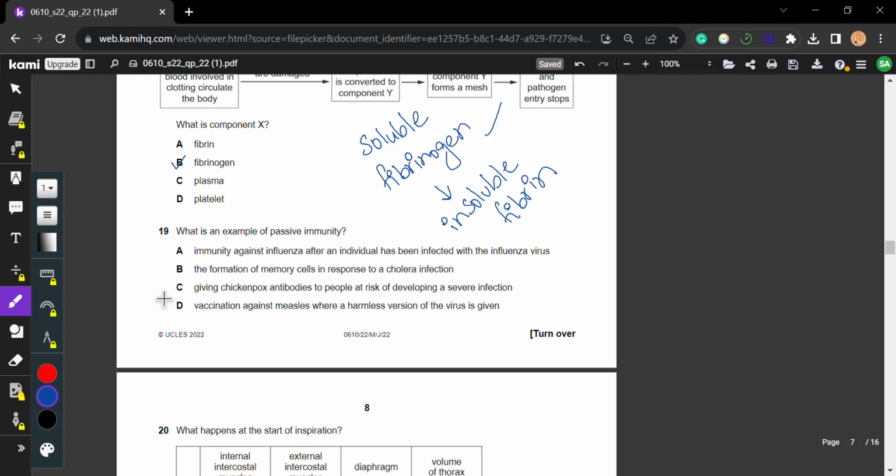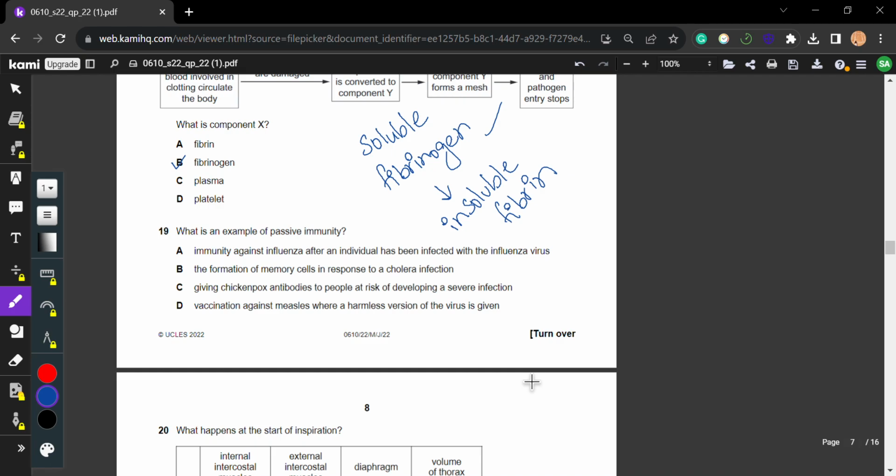Question number 19. What is an example of passive immunity? Now, passive immunity is short-term immunity, which means there are no memory cells produced. You need to remember this. Immunity against influenza after an individual has been infected with the influenza virus, this will become active immunity. Why is this? When the organism is actually attacked by the particular virus before, it means that there are memory cells which are produced, right? So that's definitely not A.